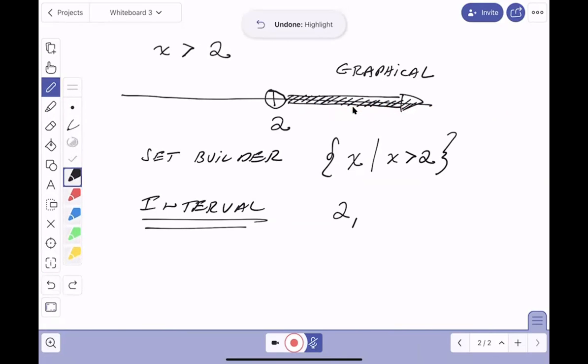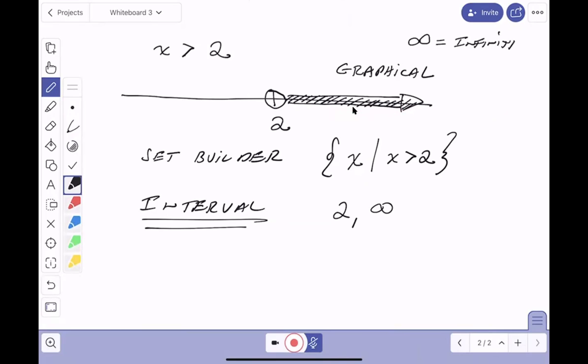Did it again. So this symbol over here is infinity. All right. Now here comes our conventions.